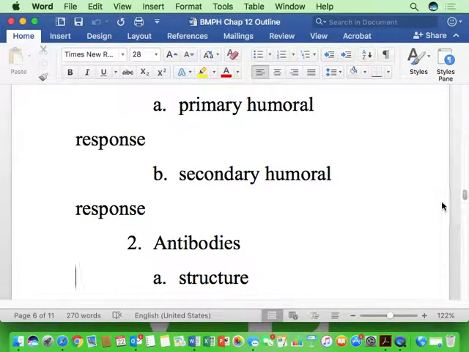We left off, when was that, Tuesday? Seems like it was a long time ago. We were talking about antibodies and antibody structure.